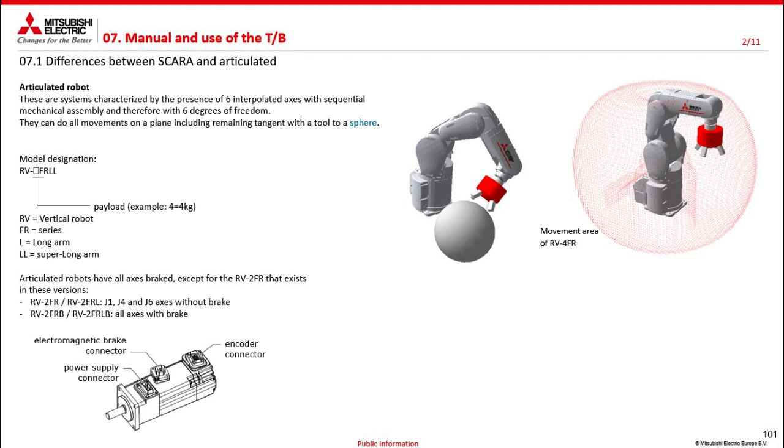FR for the series. We could have the absence of a letter, which identifies the standard arm, or the L for the long arm, the double L for the super long arm. All anthropomorphic robots have all the axes braked except for the 2 kilogram model, which exists in two versions. The absence of the letter B in the acronym identifies that axes 1, 4, and 6 do not have the brake. The presence of the letter identifies that all axes are braked.